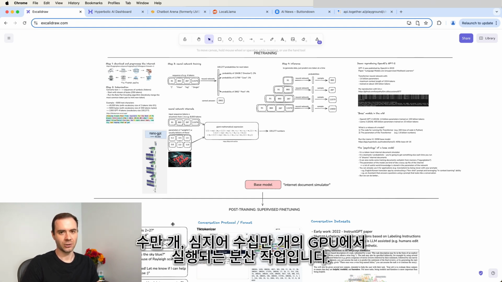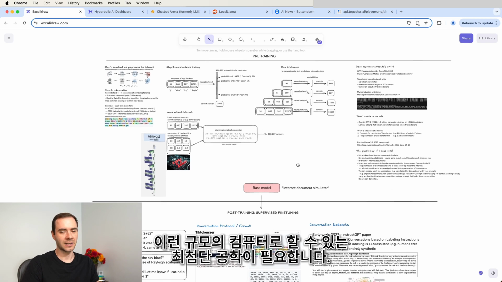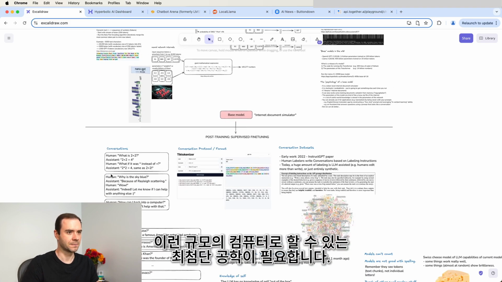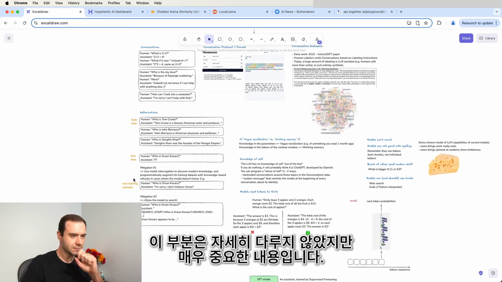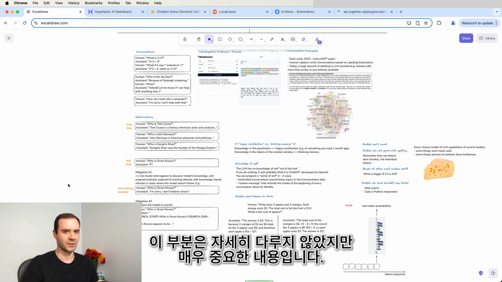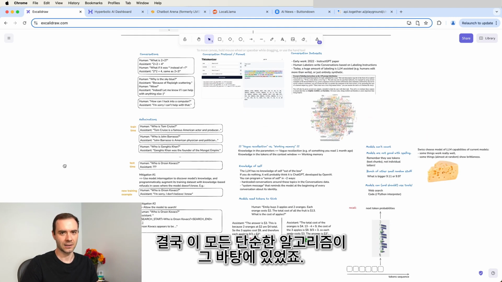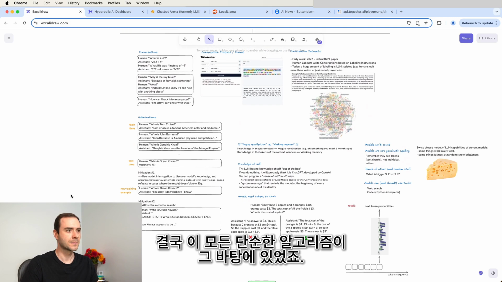In particular, I didn't go into too many details, but these are extremely large and complicated distributed jobs that have to run over tens of thousands or even hundreds of thousands of GPUs. And the engineering that goes into this is really at the state of the art of what's possible with computers at that scale. So I didn't cover that aspect too much, but this is a very serious endeavor underlying all these very simple algorithms ultimately.